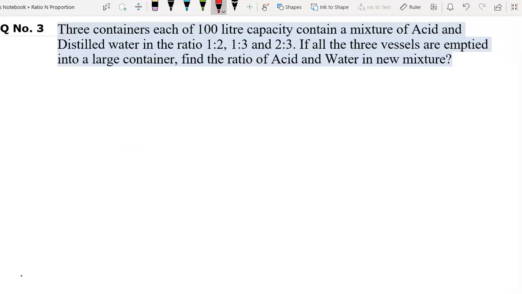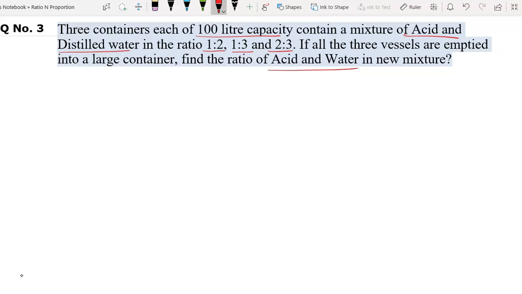Question number 3. 3 containers each of 100-liter capacity contain a mixture of acid and distilled water in the ratio 1:2, 1:3 and 2:3. If all the 3 vessels are emptied into a large container, find the ratio of acid and water in the new mixture. So 3 containers each of 100-liter capacity. That means they are of equal ratio.